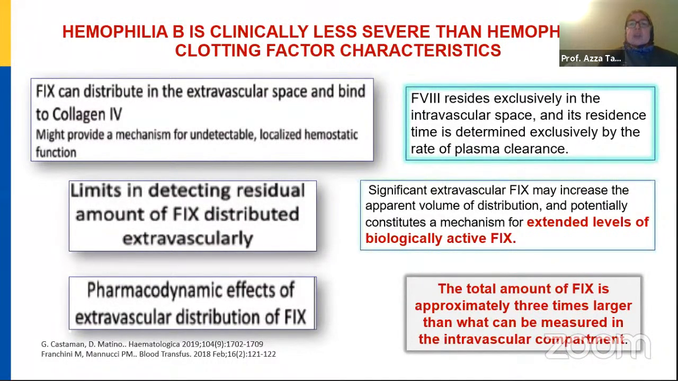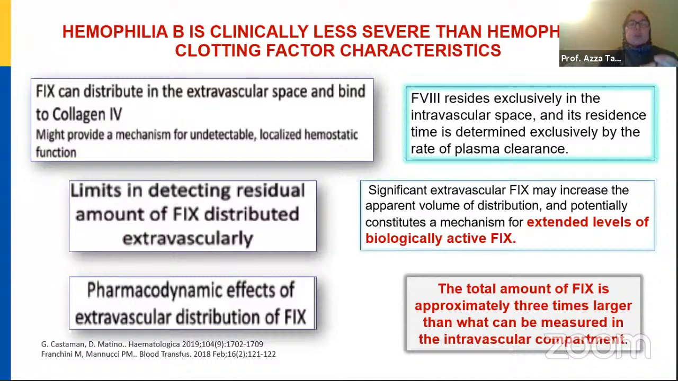So there is another factor which is important concerning why it is less severe. It's related to the distribution of factor IX. Factor IX can distribute in the extravascular space and bind to collagen 4. So this provides a mechanism for undetectable localized hemostatic function, while factor VIII resides exclusively in the intravascular space, and its residence time is determined exclusively by the rate of plasma clearance. And this explains why factor IX has an extended level of biologically active factor IX. And this puts limits in detecting residual amount of factor IX distributed extravascularly and the pharmacodynamic.